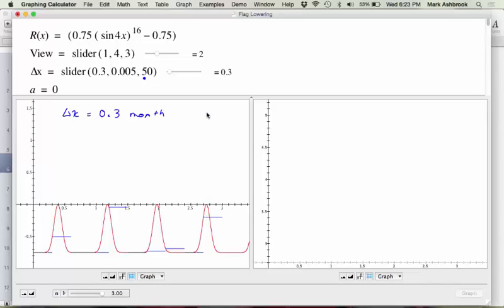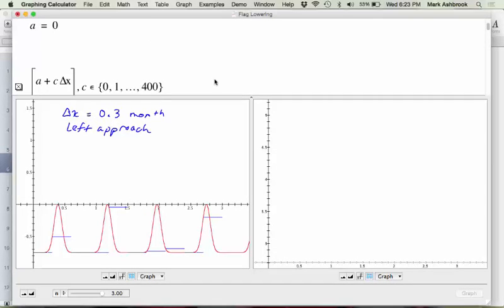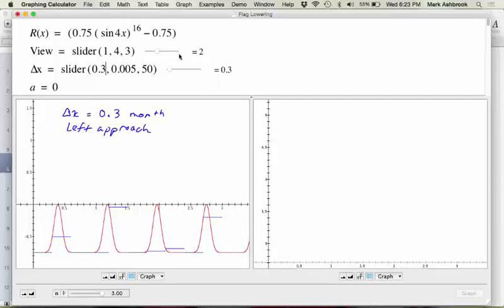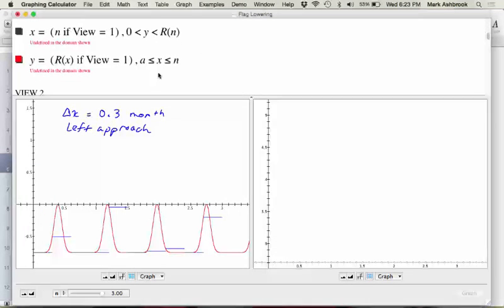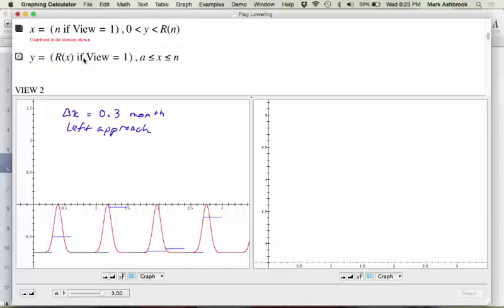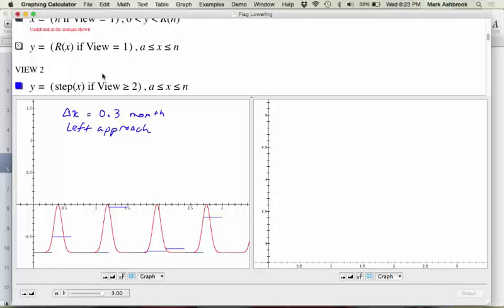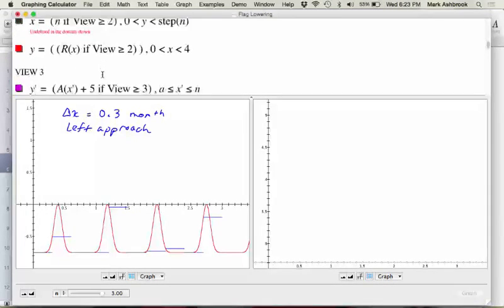Okay, so delta x is 0.3, and we're using the left approach in order to generate this pretend rate function. So let's just take a look at it without. I guess I have to turn off this. Let's try that.